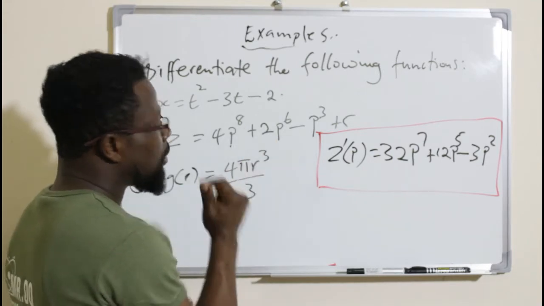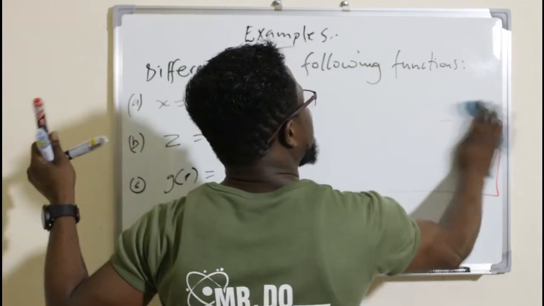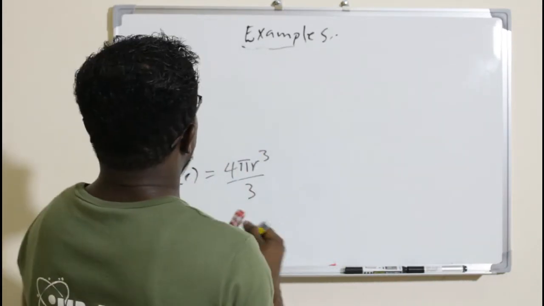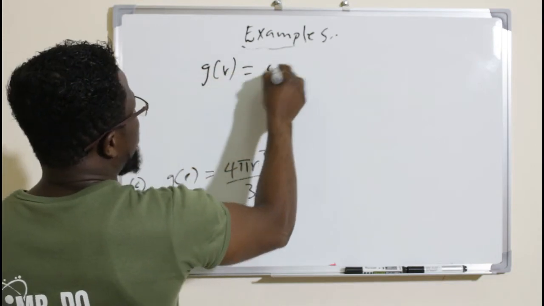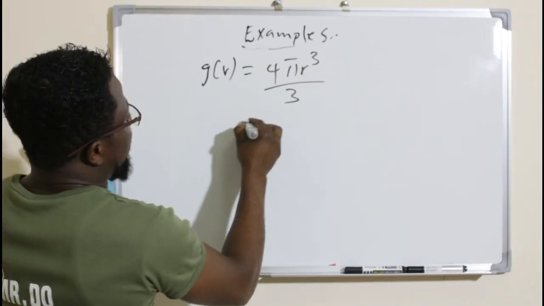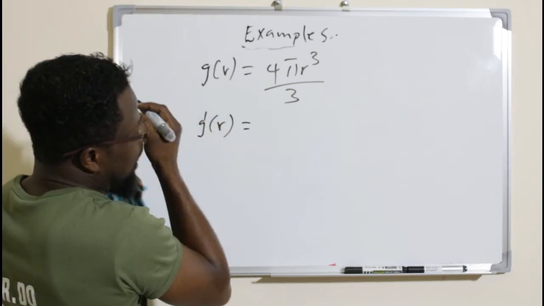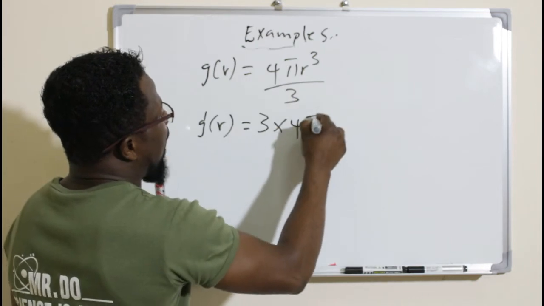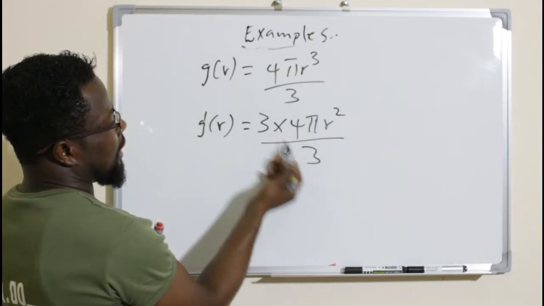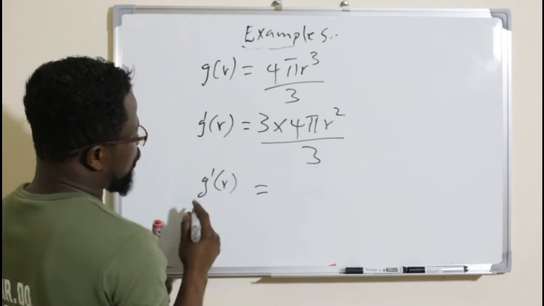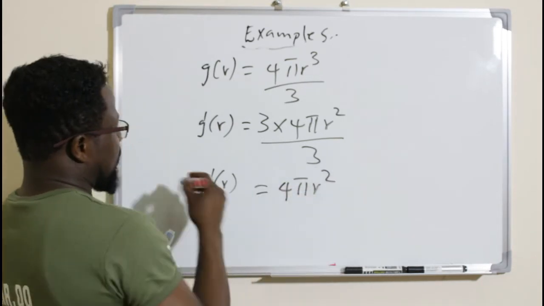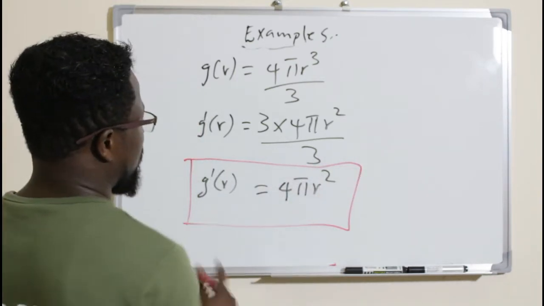Okay, let's look at the last one, where we are given the function g of r equals 4 pi r cubed over 3. I need to differentiate g with respect to r. So differentiating that, I have g of r is 4 pi r cubed all over 3, and we apply the same rule. This becomes g prime of r, and that is going to give me 3 multiplied by 4 pi r squared all over 3. And now remember, 3 is here, 3 is here. So finally, my g prime of r is now going to be 4 pi r squared, and that is the derivative of what we were given.